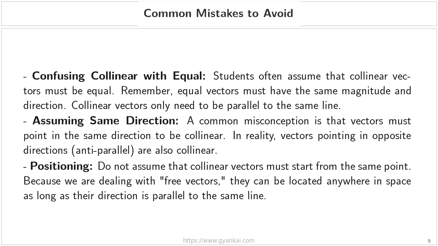Now, before we wrap up and summarize our key takeaways, I want to pause and address some common pitfalls. I've noticed that even bright students often stumble on a few specific points when dealing with collinearity, so let's clear those up right now. Keep these distinctions in mind, and you'll avoid the most frequent errors in your calculations. Now, let's move to our final slide to consolidate everything we've learned today.